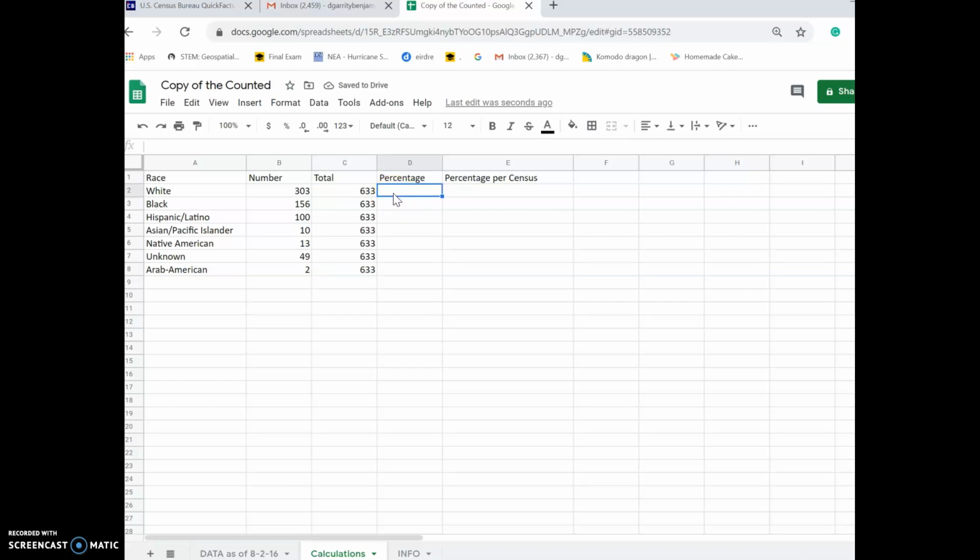Now, how do we find the percentage? So very easy. We go right up here. So notice I clicked in here, and I go up to this top area, and I say equals, and I take 303, and I divide it by 633, and then I hit enter. And it gives me a number.